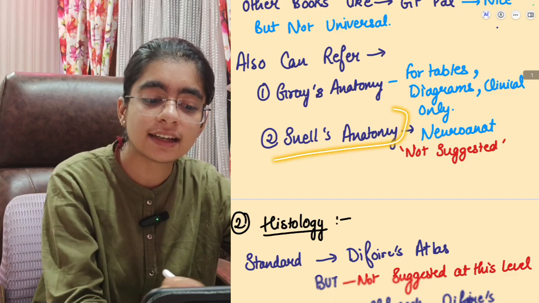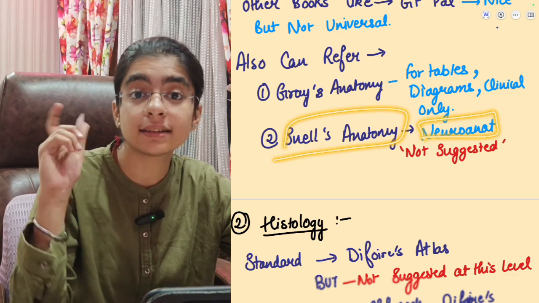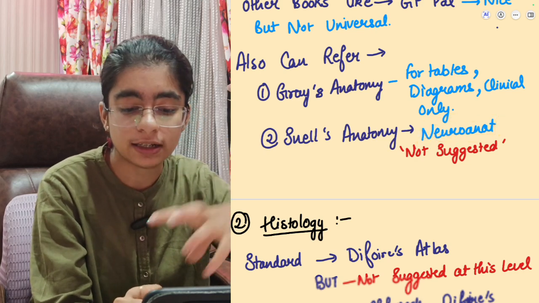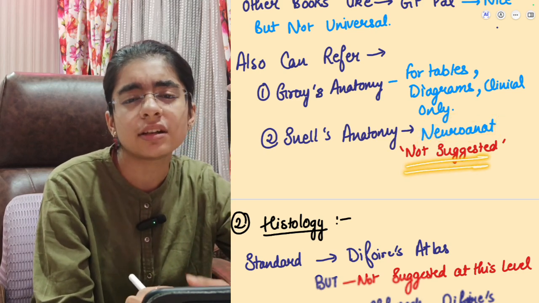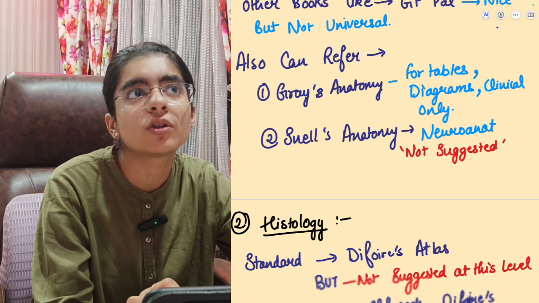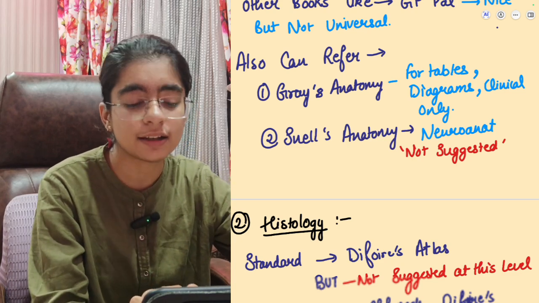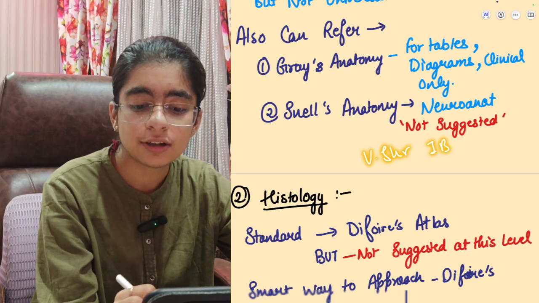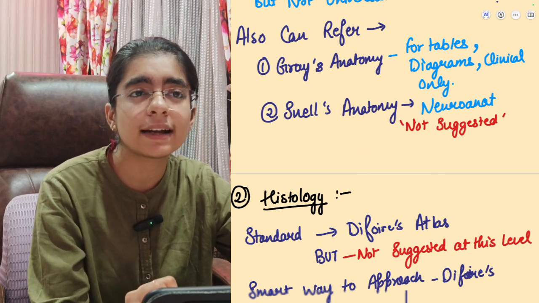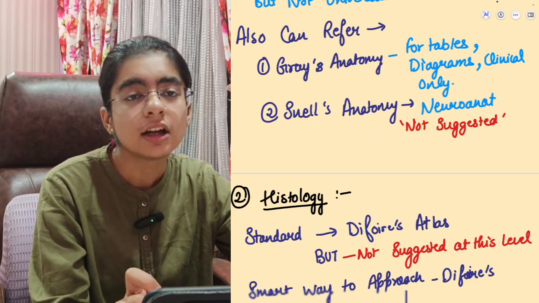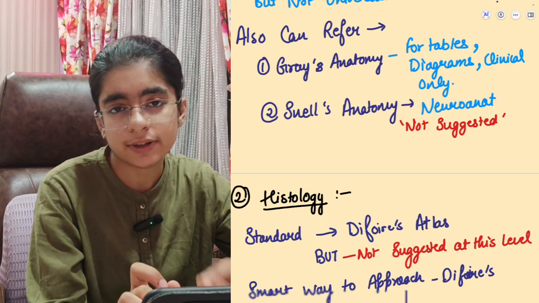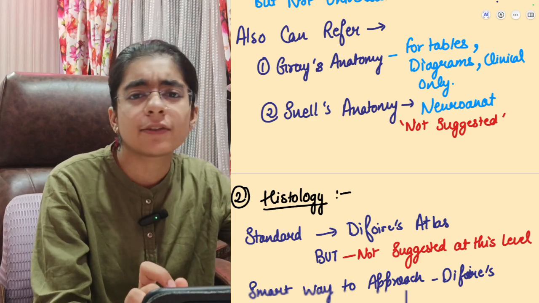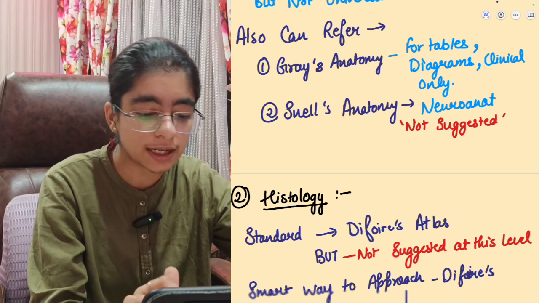The second book, Snell's Anatomy, is the detailed one which has the neuroanatomy part. Like, a neuroanatomy book is different, right? But that is not suggested. You don't need a book specifically for neuroanatomy. Many students choose Vishram Singh or IB Singh for neuroanatomy, but I would suggest that they are also not required. You just need to watch videos, read your notes, or for an edge, you can also refer to BDC or Vishram Singh, right?